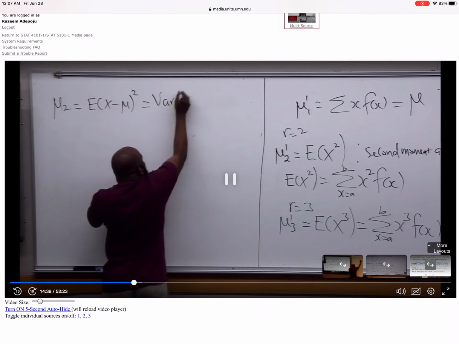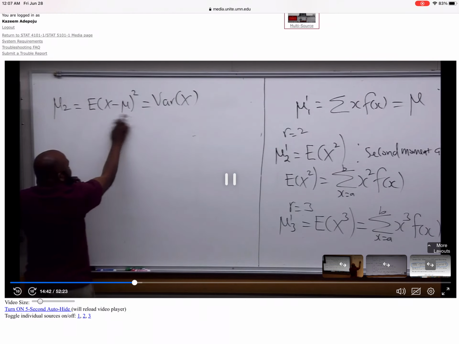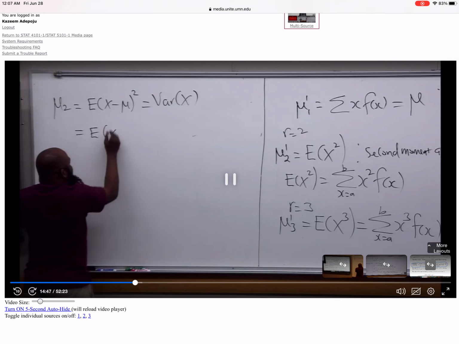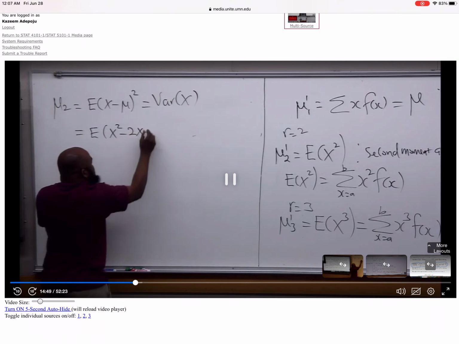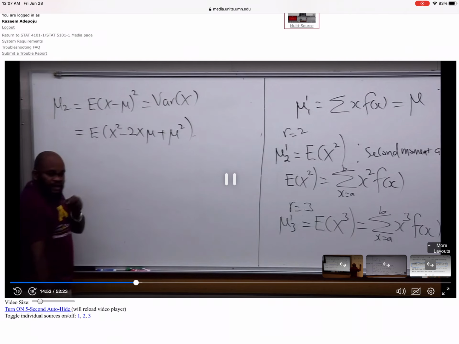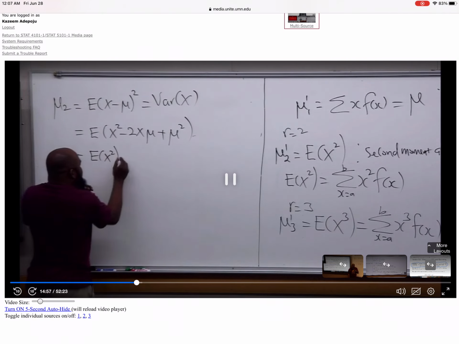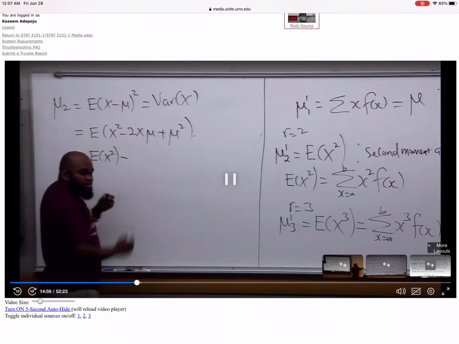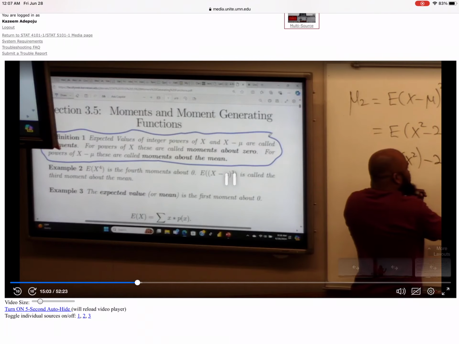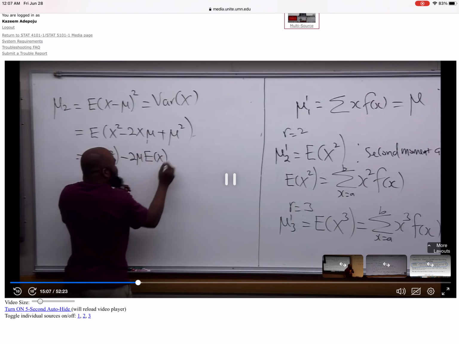Now if I want to expand this, this is going to be x squared minus 2x mu plus mu squared, right? If you try to expand that, then I'm actually going to have the expectation of x squared. Expectation is going to act on the random variable x. Mu here is a constant, right? So I'm actually going to have 2 mu times the expected value of x plus mu squared. Expectation of a constant is a constant.